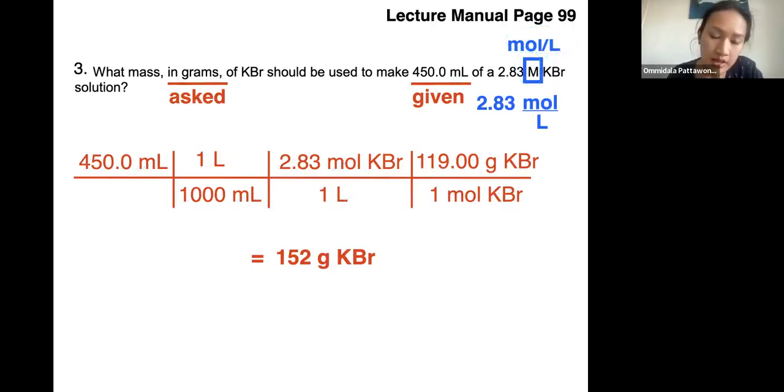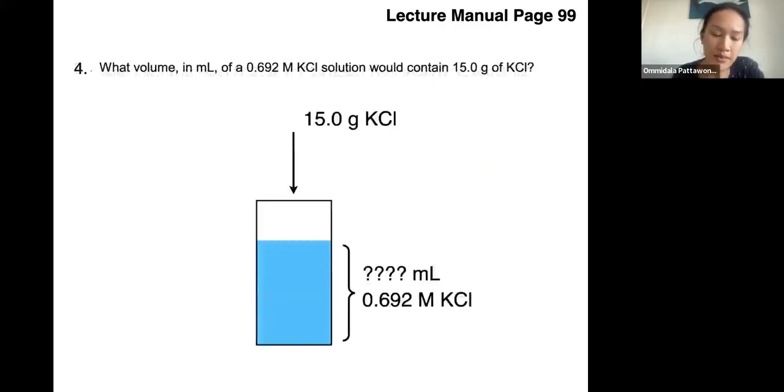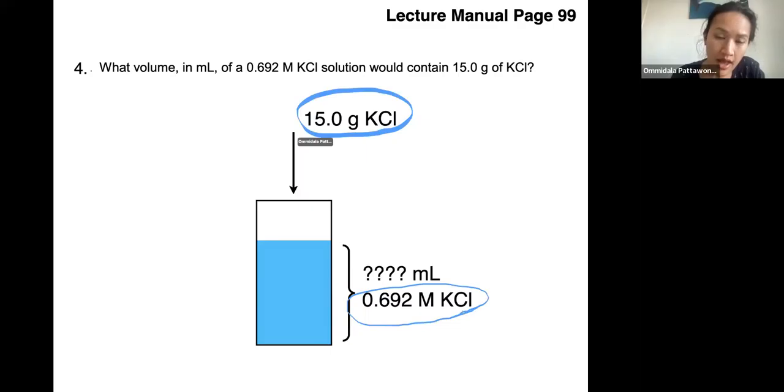So far you see the question can ask you to find out the concentration in molar, or ask you to find out grams of the solute to make a certain concentration with a certain volume. So now let's take a look at number 4. So pretty much this is what number 4 describes. We are going to make 0.692 molar of potassium chloride by adding 15 grams of potassium chloride. And in order to do that, we want to know what the total volume of the solution is.